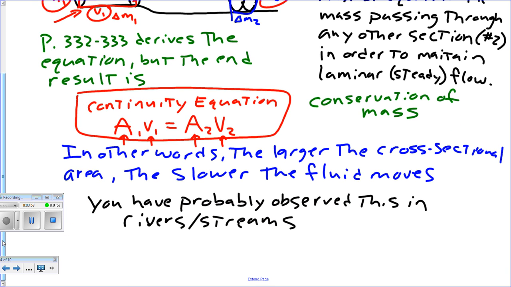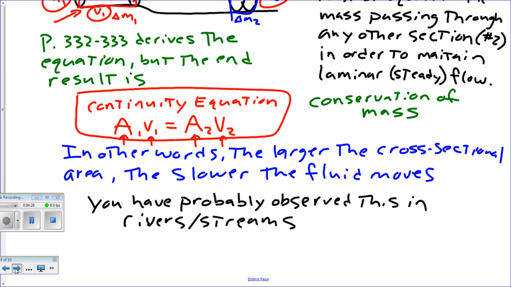What this means practically, conceptually, is that the larger the cross-sectional area, the slower the fluid moves. You've seen that before. Anytime you've looked at a river or a stream, the wider the river, the slower the water moves. You may have seen the Mississippi River. It's huge. The wider it is, the slower the water moves. The narrower it is, the faster it moves.